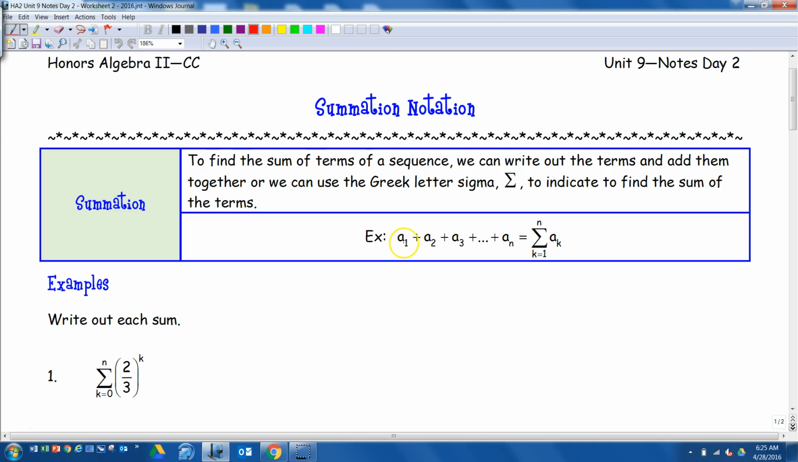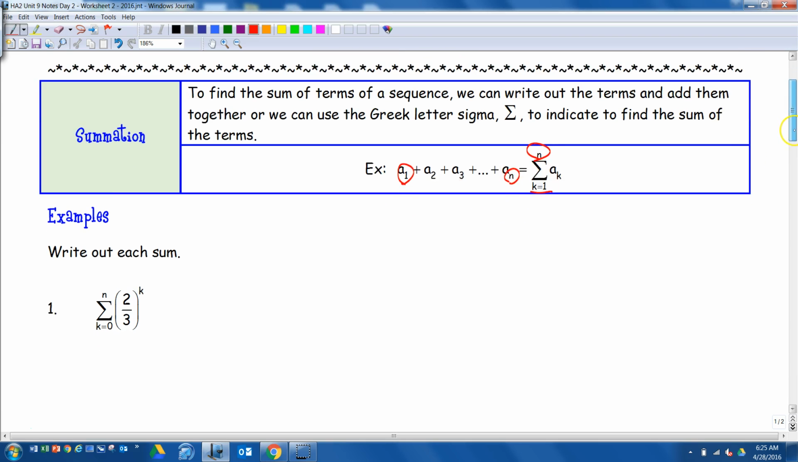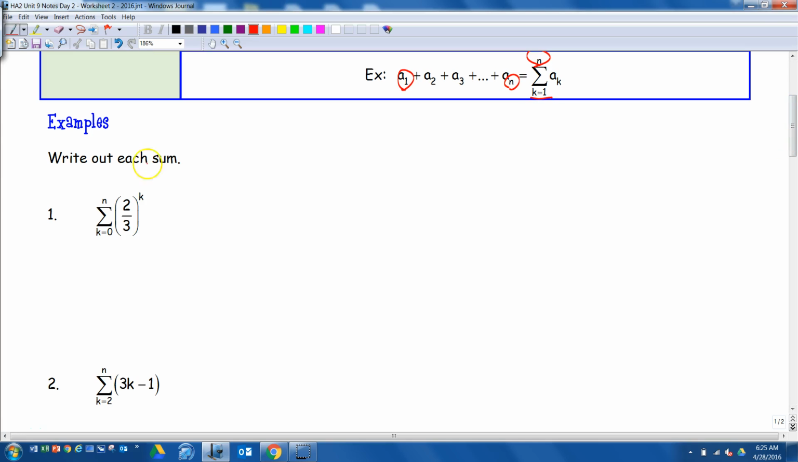So if I say the first term plus the second term plus the third term plus all the way to the nth term, that can be written as a sub k, where k starts at 1, because we started at 1, and ends at n. Okay, so let's see how this works with actual notation.